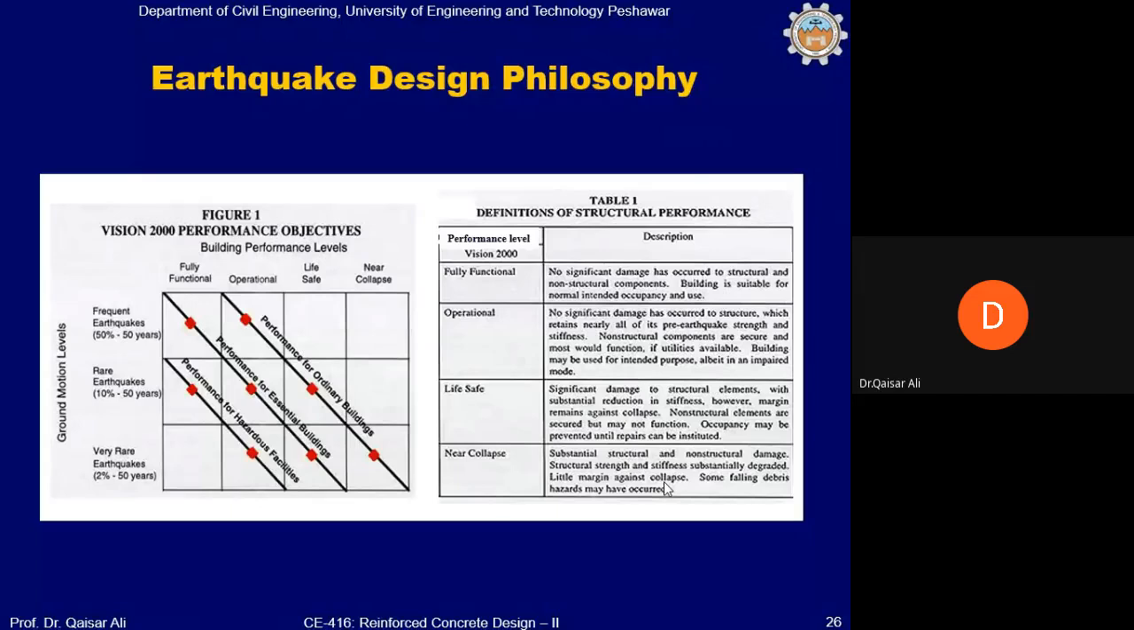We design our building with this design philosophy, and we do this because you have seen the probability of occurrence of earthquakes, which is mentioned on the y-axis, is such that for frequent earthquakes it is 50% in 50 years, which means that 50% is non-occurrence and 50% is occurrence. Similarly, for rare earthquakes, the probability of occurrence is 10%, in other words, the probability of non-occurrence is 90%. And for very rare earthquakes, the probability of occurrence is 2%. In other words, the probability of non-occurrence is 98%.